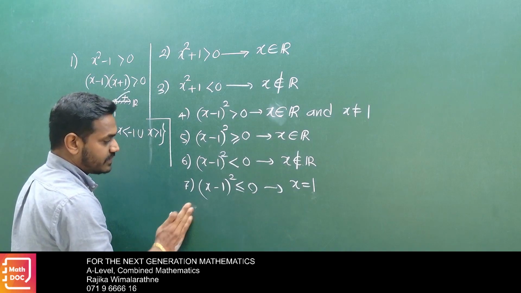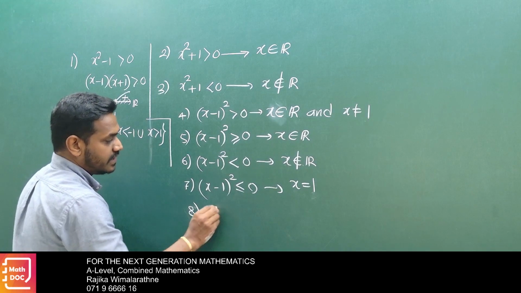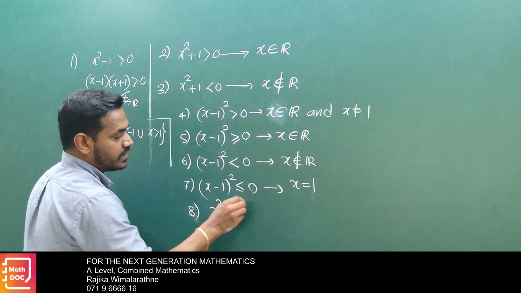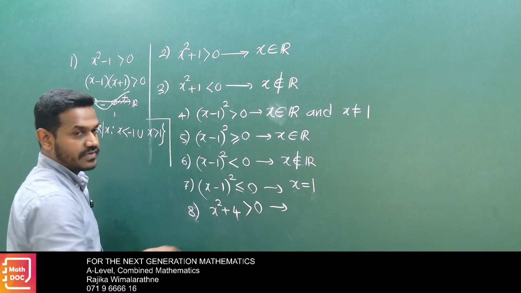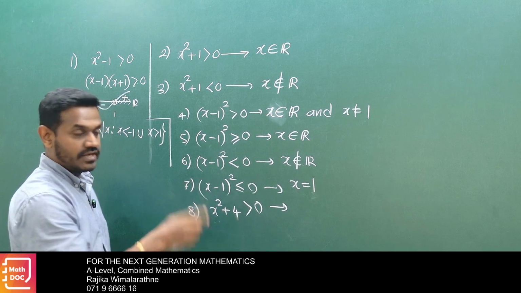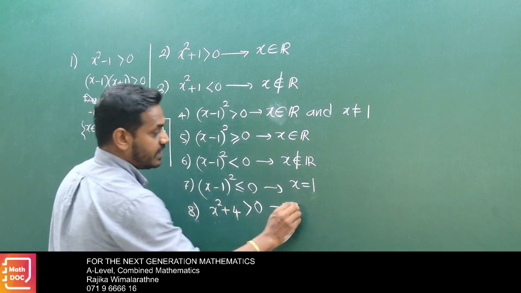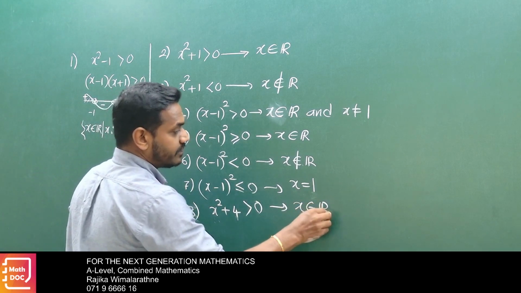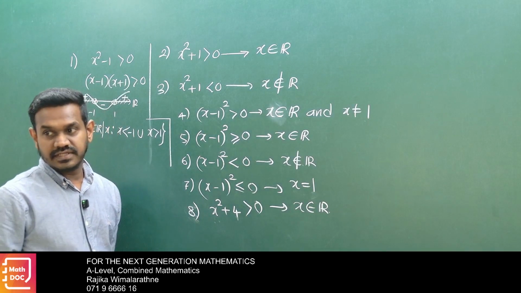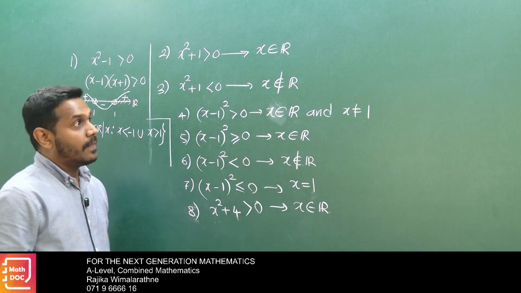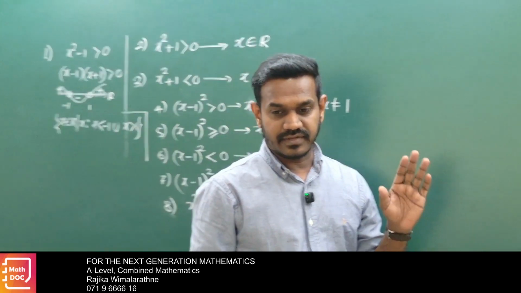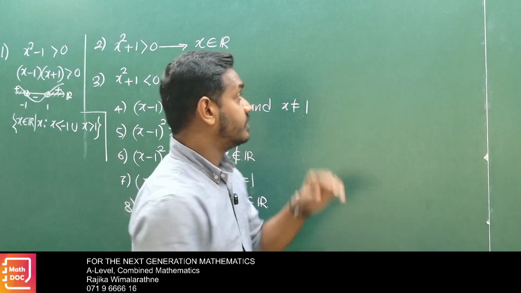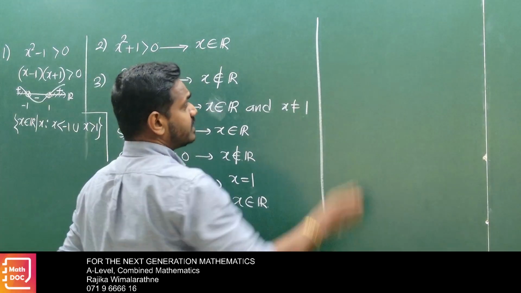So the eighth one, consider x square plus 4 greater than 0. So here x square plus 4 is definitely positive. Then for any real value of x this happens, no? Then any real value is possible. That's how we do it. And there's another special thing, but I told you that one last day. But anyway, you revise it.